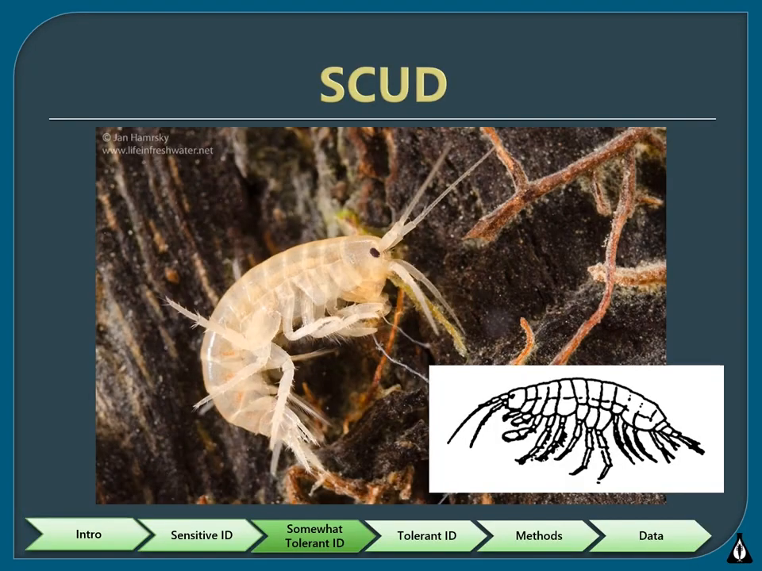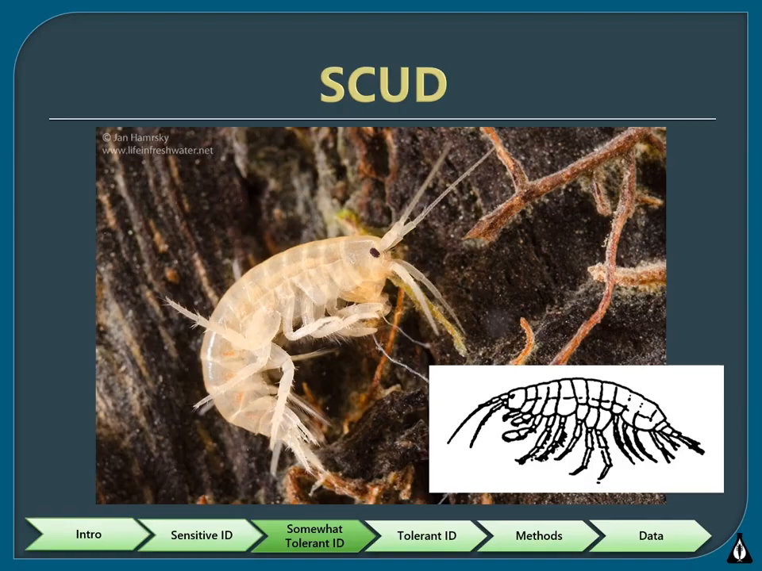The scud also has several pairs of legs, but appears to be flattened vertically. This can be confused with freshwater shrimp, but it is smaller in size. When placed in a sorting tray of water, the scud swims quickly and often on its side.